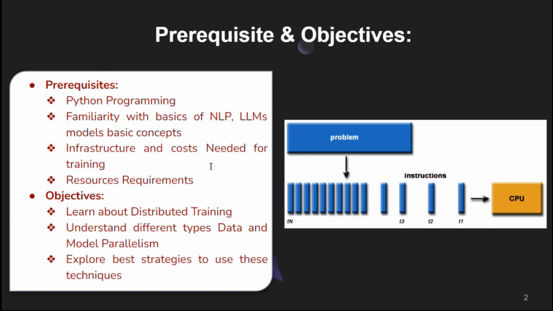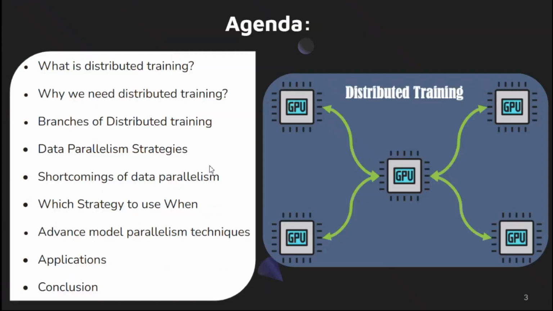So now we will talk about our goals. What will be our goals? Simply, we are here to learn about distributed training. That will only be possible if we wrap our heads around different types of data and model parallelism and uncover the best strategies to make sure that these techniques shine together. Then we have the agenda, which will be the overall agenda behind the whole lecture.